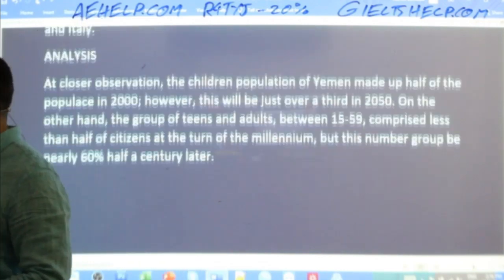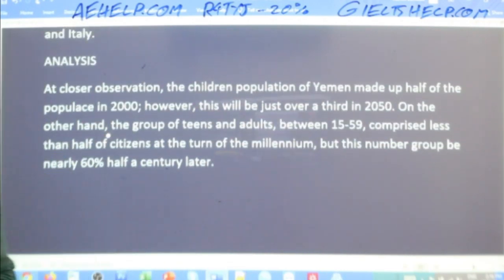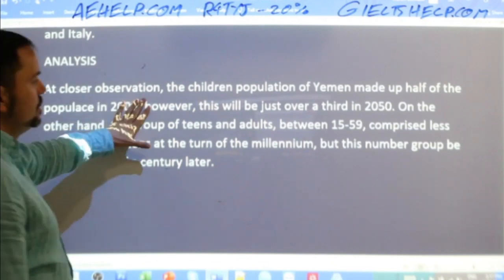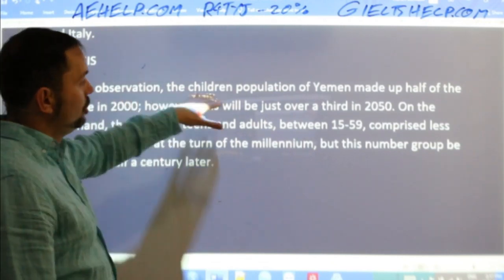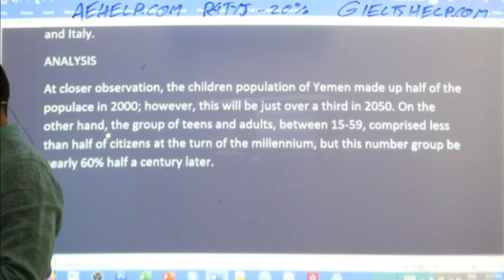All right. This is what I have, students. I'm just moving along here. I want to get a little bit more into this. So at closer observation, the child population, it shouldn't even be children.